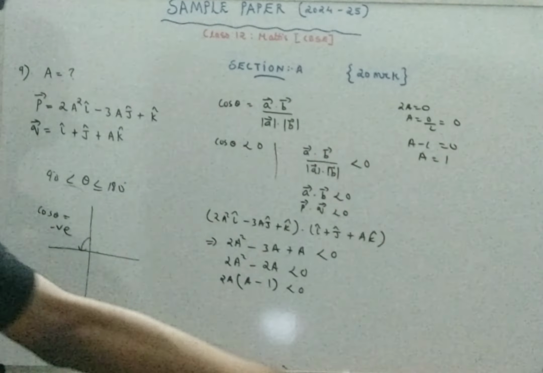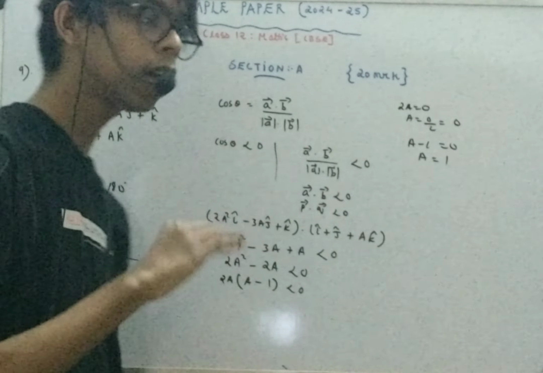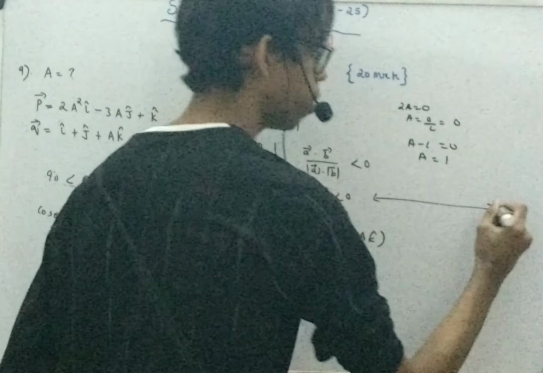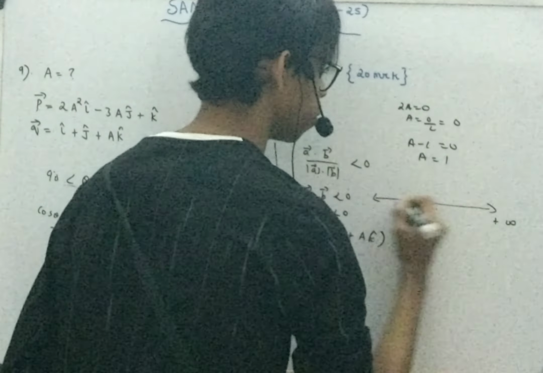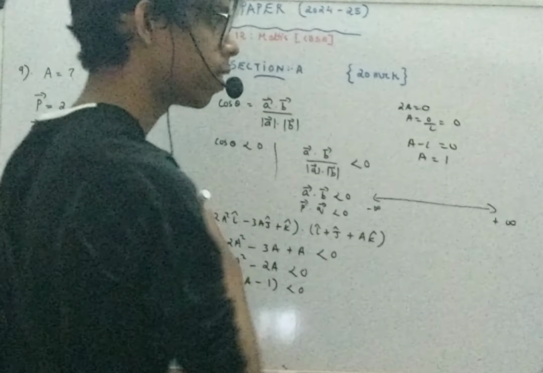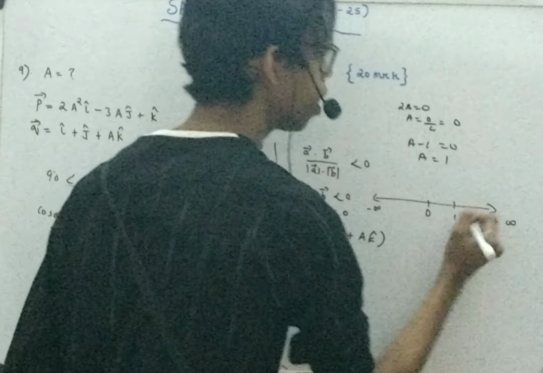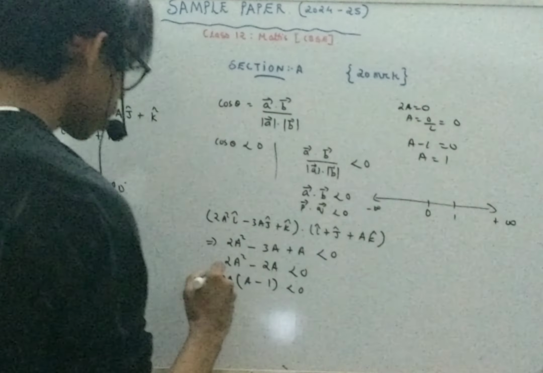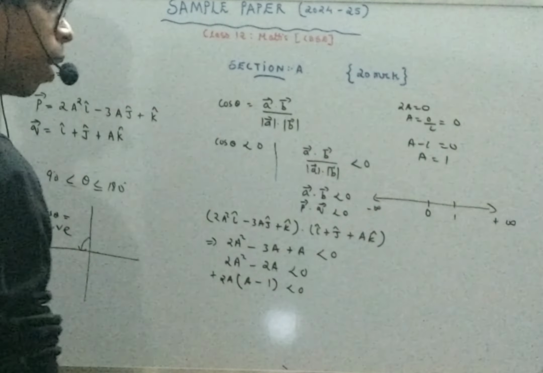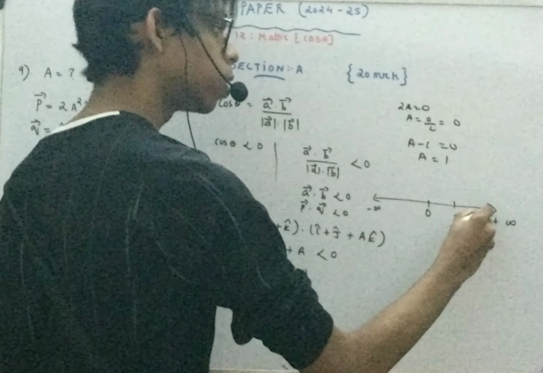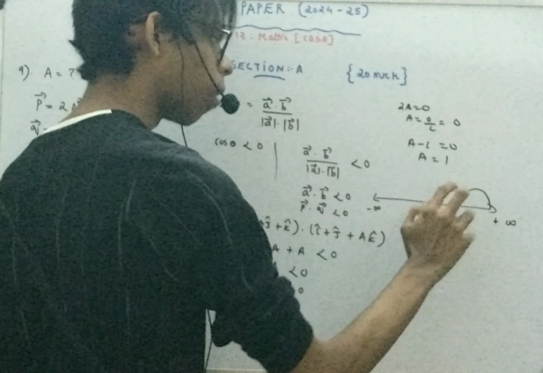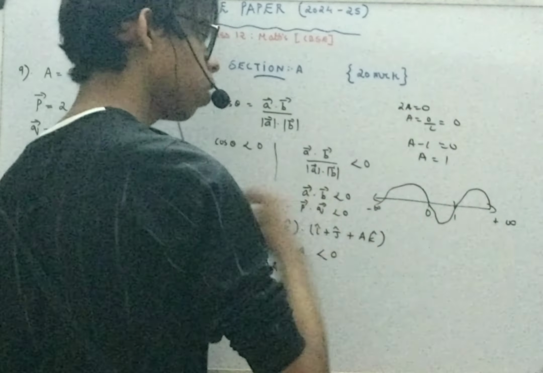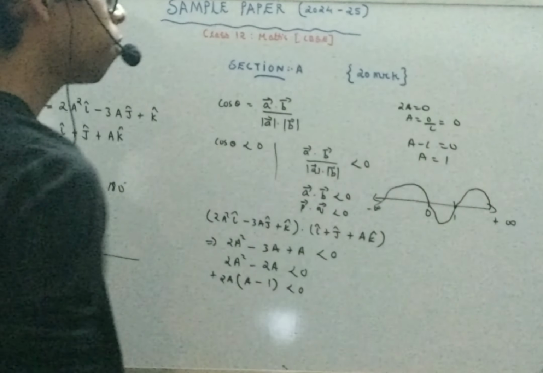Now what should we do? Our next step is to plot the critical points on a number line. If this is the number line, towards this side we have positive infinity, towards this side we have negative infinity. 0 comes over here, 1 is present over here. Since we had a function as positive 2a into a minus 1, we can start from the positive infinity side, come over 1, cut it, then go to 0, and again cross it. We are moving like a wave.